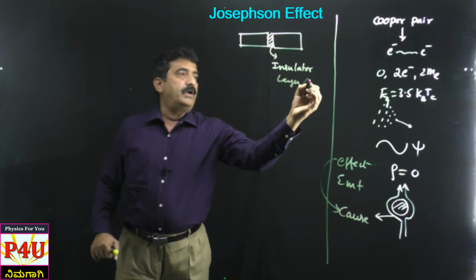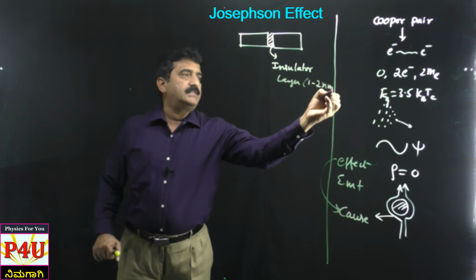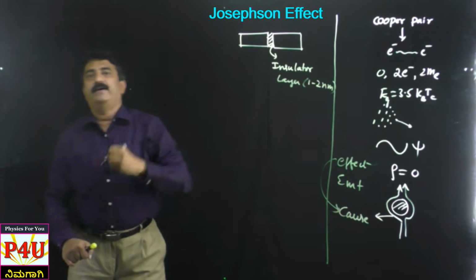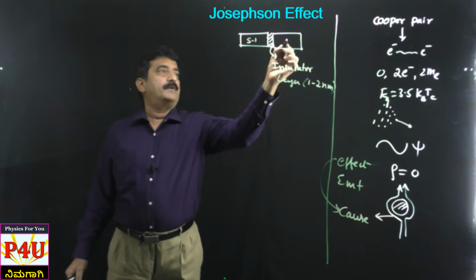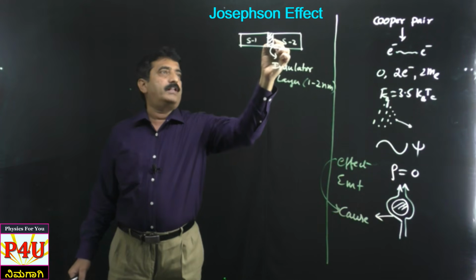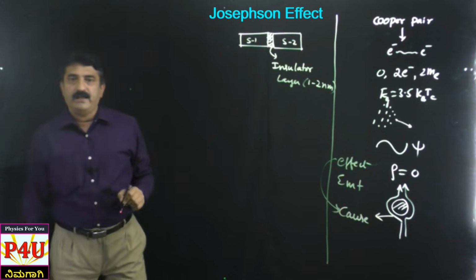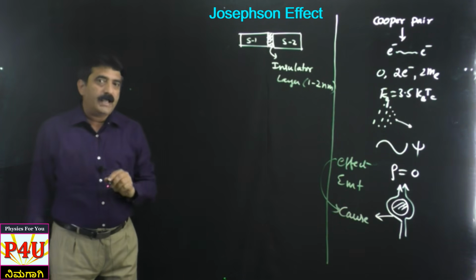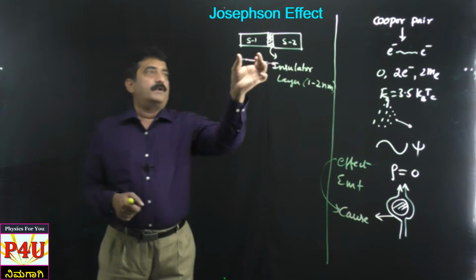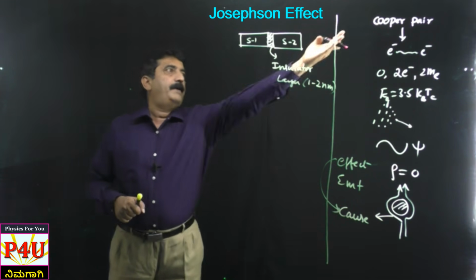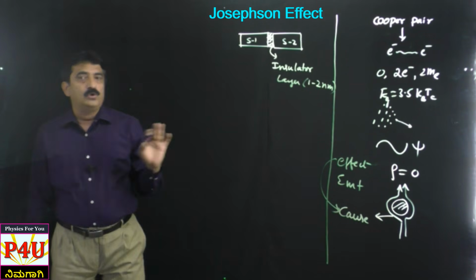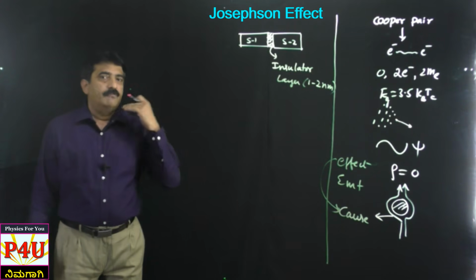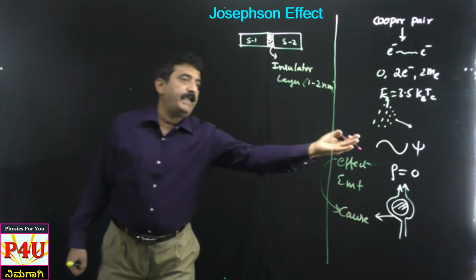It is about 1 to 2 nanometers, such a small thin layer, right? So I have superconductor 1 and superconductor 2 joined together by means of an insulating layer. Now we know a superconductor is full of Cooper pairs, and from here onwards we don't look at a Cooper pair as a particle. We have to look at the Cooper pair as a wave.